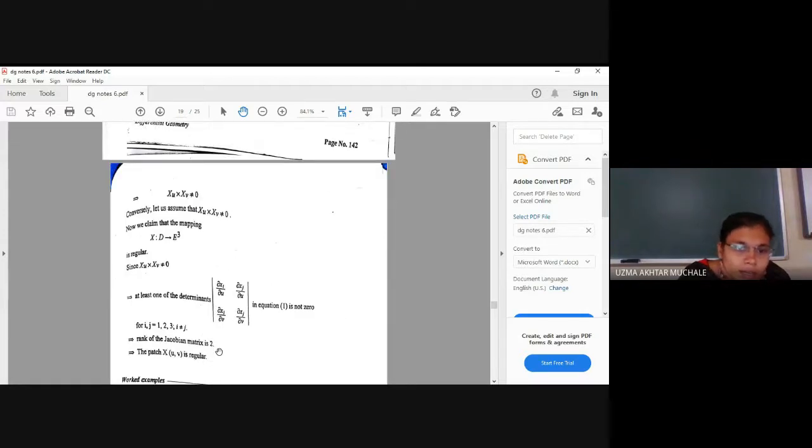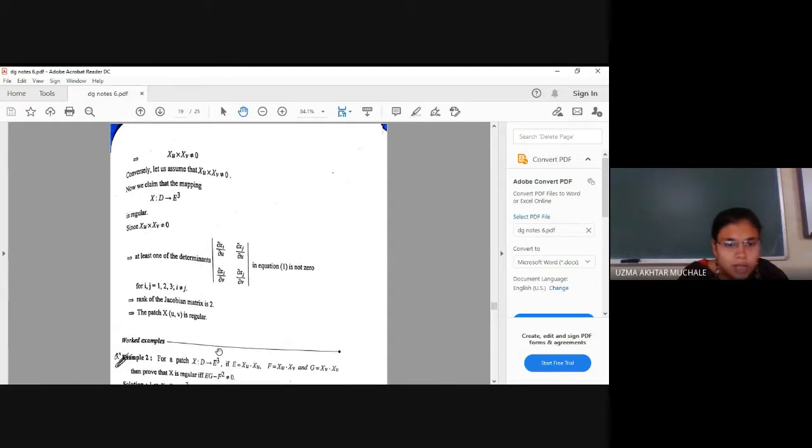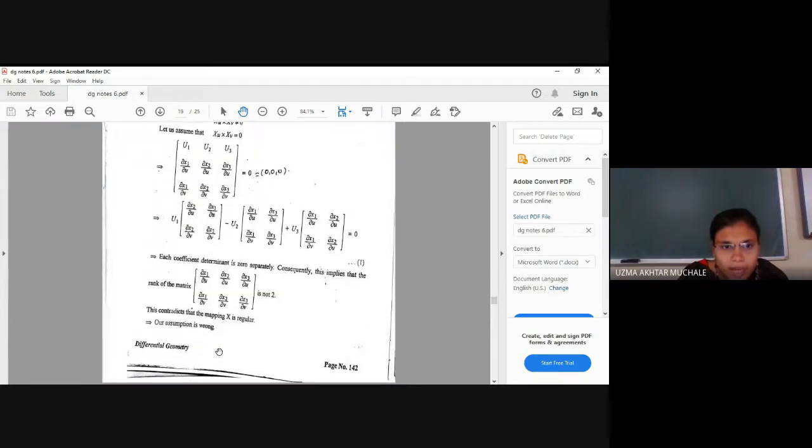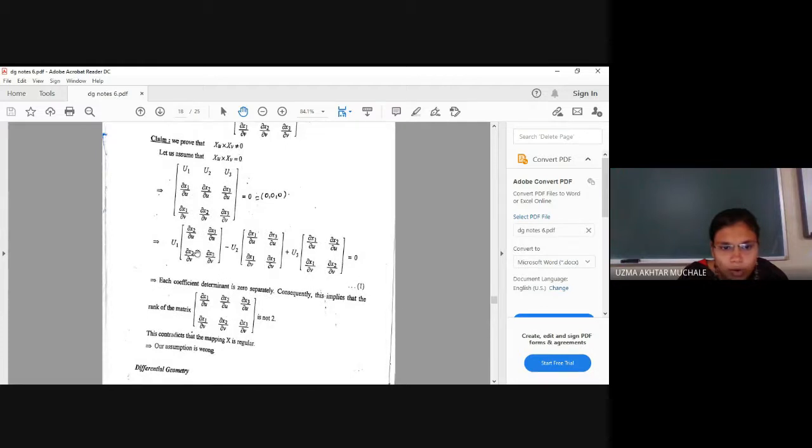Okay, so similarly we can go for the converse part. What will we assume in the converse part? Xu cross xv is not equal to 0. Now what is our aim to prove? The mapping x is regular. What is given to us is that xu cross xv is non-zero. What is the meaning of xu cross xv being non-zero? If you go back, xu cross xv has the whole value u1 into a determinant, u2 into a determinant, u3 into a determinant.